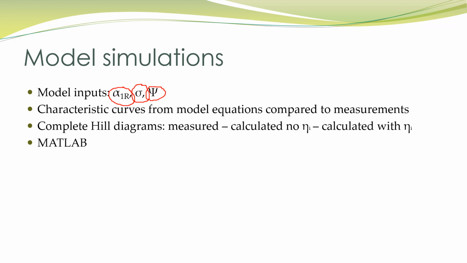Now I used the model equations to calculate characteristic curves, and I set together these curves to form hill diagrams. And I calculated using the model both without an incipient efficiency and with the incipient efficiency that I proposed in the previous slides, the polynomials and the Fourier series. And these hill diagrams I compared to the measured hill diagrams from the experiments. And all of this work I did in MATLAB, and I'm going to present to you in the next slides.